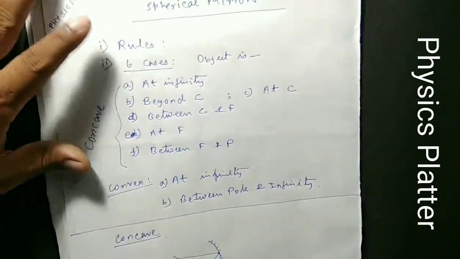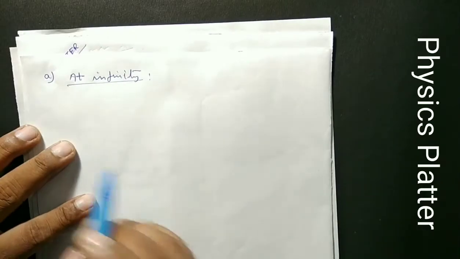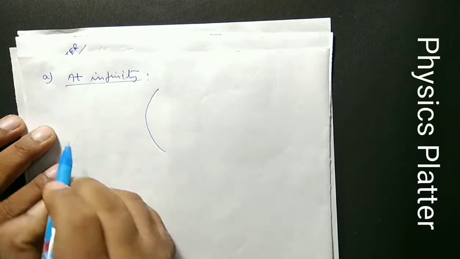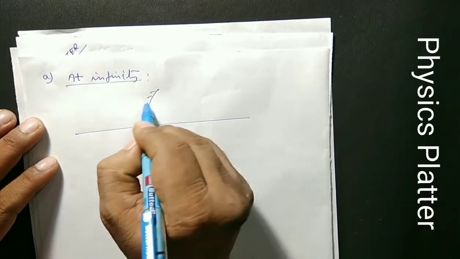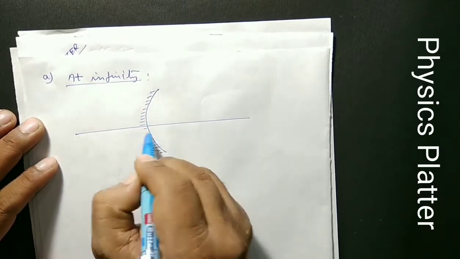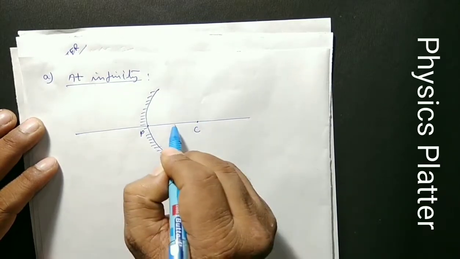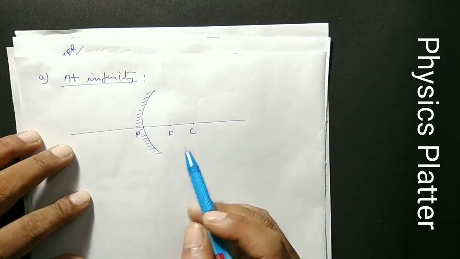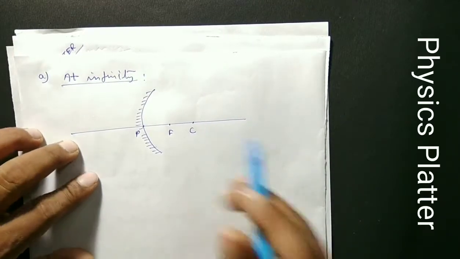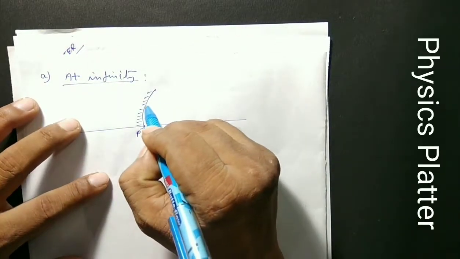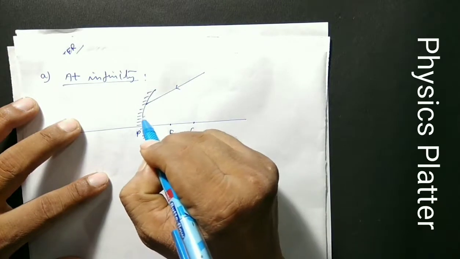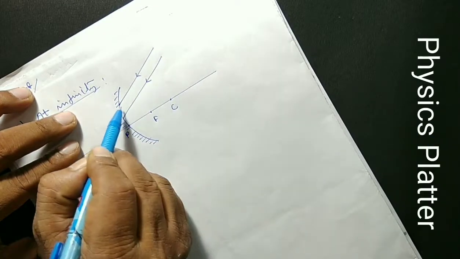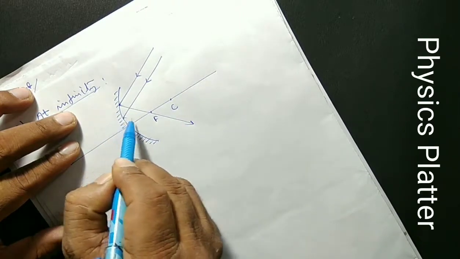Then let's go to the image formation by the concave mirror. The first case is when the object is placed at infinity. So let's draw a concave mirror. This is my concave mirror. This is the principal axis. The pole somewhere here, center C, and then focus F. From infinity, when the ray comes, it becomes a parallel beam, right? For example, the rays from the sun are always considered to be parallel. So we will consider two parallel rays in this case, just like that. And after reflection, this will go like this.